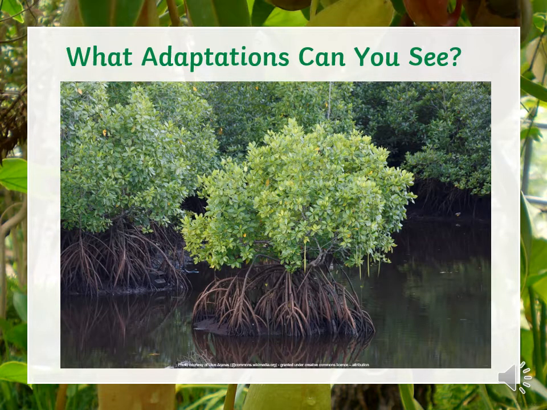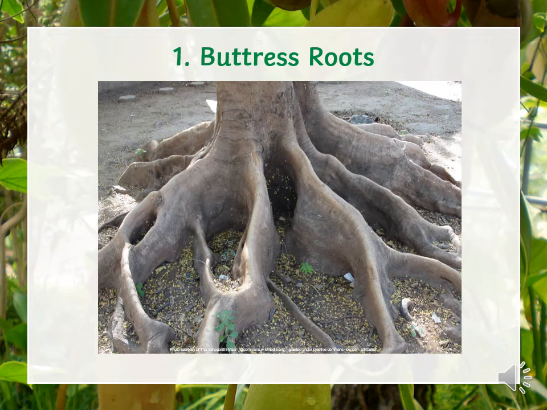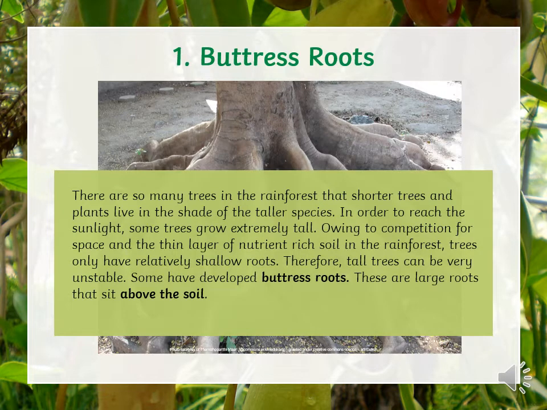And the last one, buttress roots. These roots are found in tall trees in the rainforest. Let's read. There are so many trees in the rainforest that shorter trees and plants live under the shade of taller species. In order to reach the sunlight, some trees grow extremely tall. But the tall trees are very unstable. They have roots called buttress roots, and these roots sit above the soil, and they absorb the water from the top of the soil. They are not deep within the ground.